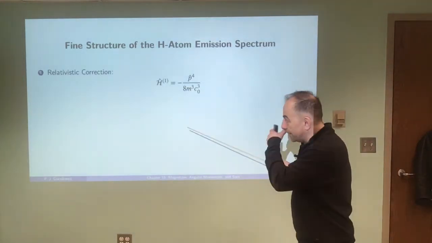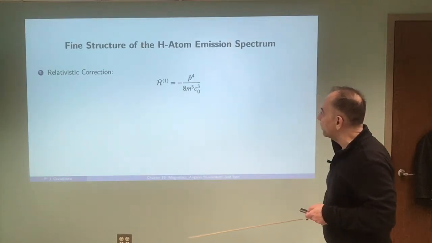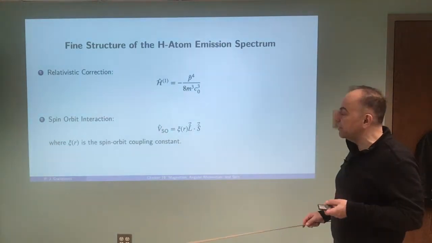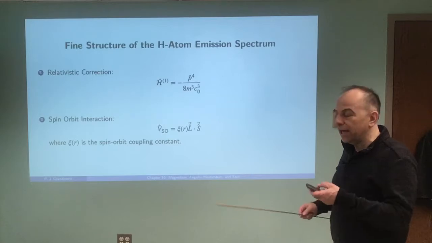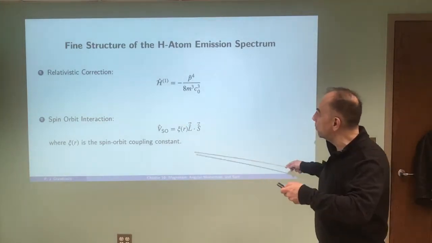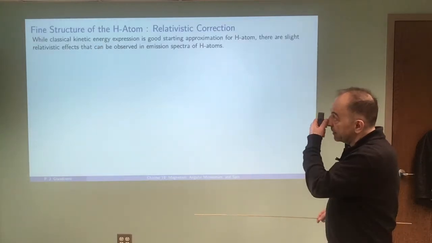So we're going to look at the relativistic correction, which is given here, that we'll derive in the notes. And also we're going to look at something called the spin-orbit interaction, the interaction of the electron's spin angular momentum with its orbital angular momentum, and it's going to take the form of this. And we'll look at these in more detail in this video. So let's start with the relativistic correction.